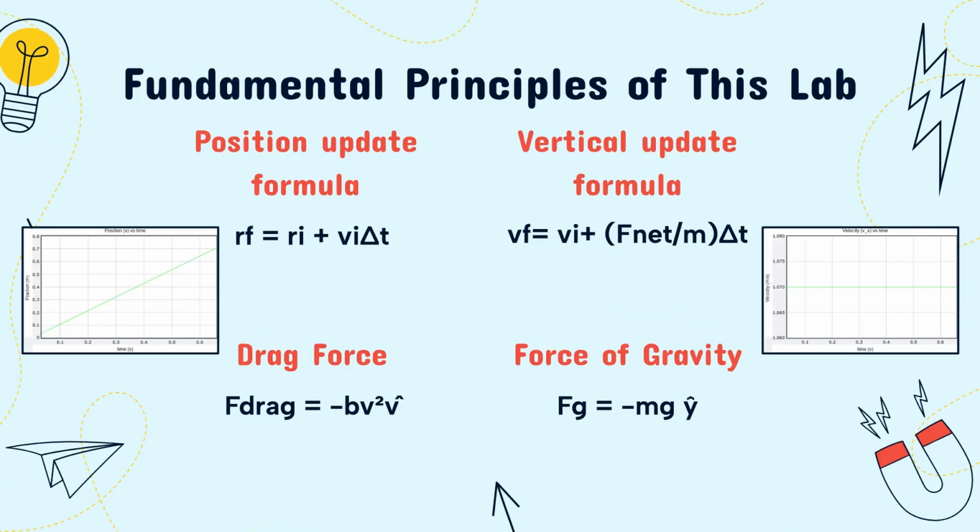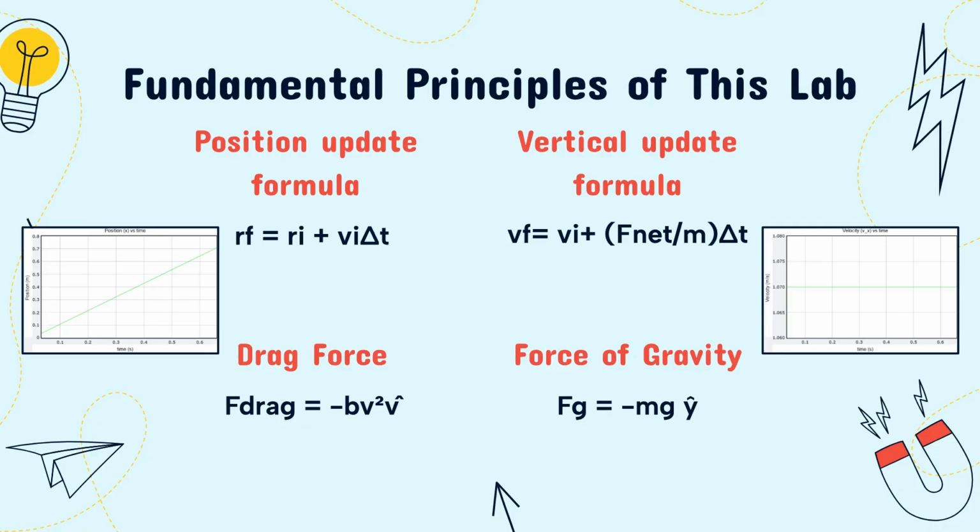There are four core equations behind this lab, and each one of them comes with specific physical reasons. The position update formula, final position equals initial position plus velocity times the time step, comes straight from the definition of velocity as the rate of change of position. If velocity is roughly constant over a small time step, this is just rearranging that definition.